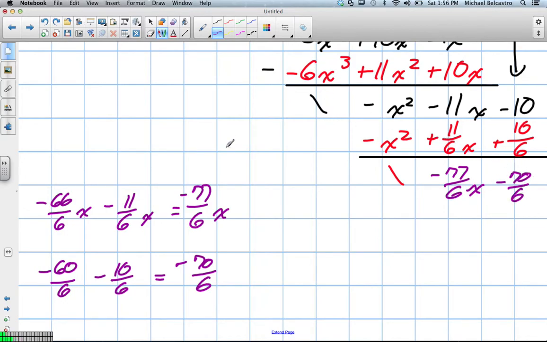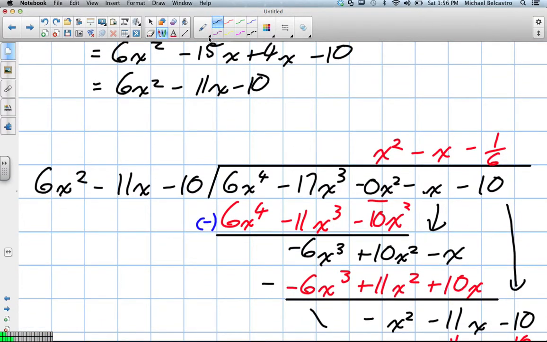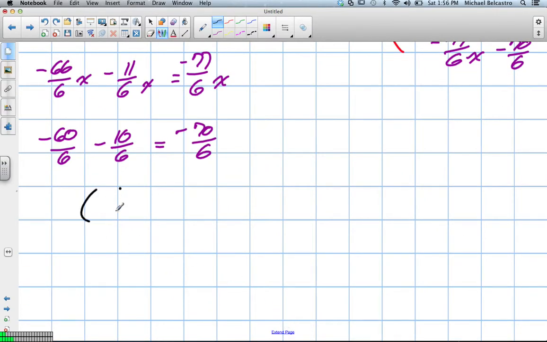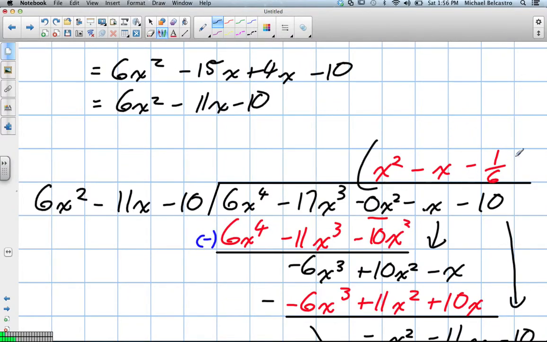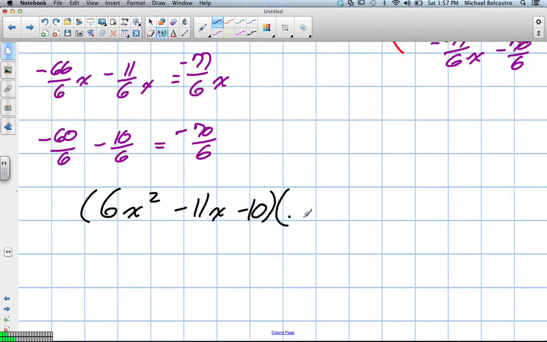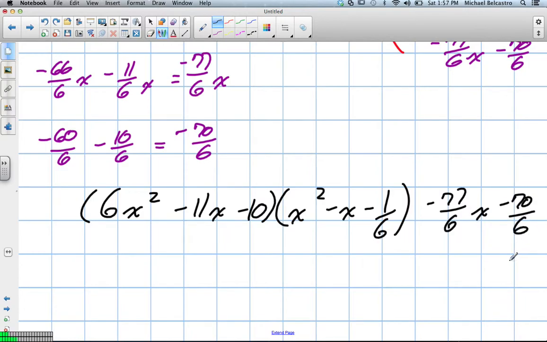So when we go to actually piece this all together, when we divide it, this will be one set of factors, or if we write it out, 6x squared minus 11x minus 10. Another bracket will be our answer up here, x squared minus x minus a sixth. And our remainder is actually minus 77 over 6x minus 70 over 6. That becomes our remainder. It's actually two terms, a linear almost, you could say. We're not multiplying, we're adding or subtracting it in this case.